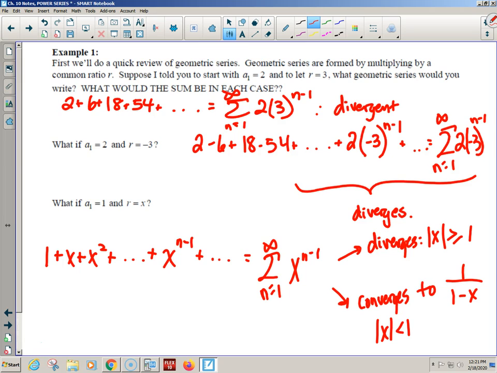So for certain regions, for all x's in between -1 to 1, a rational function can be written as a polynomial. Power series. A rational function can be written as.